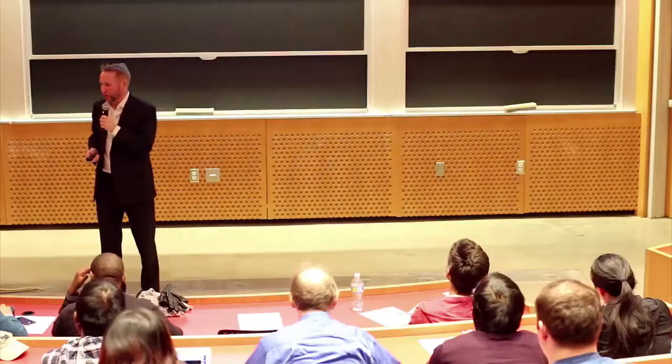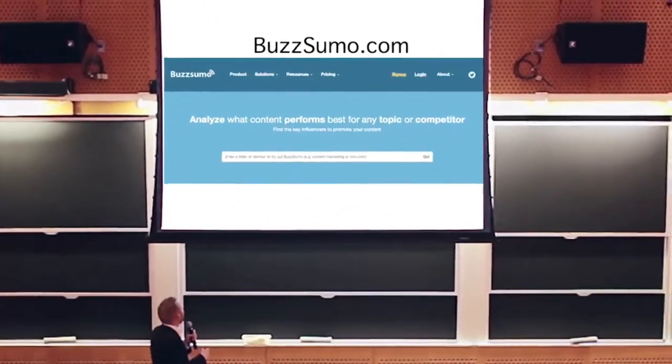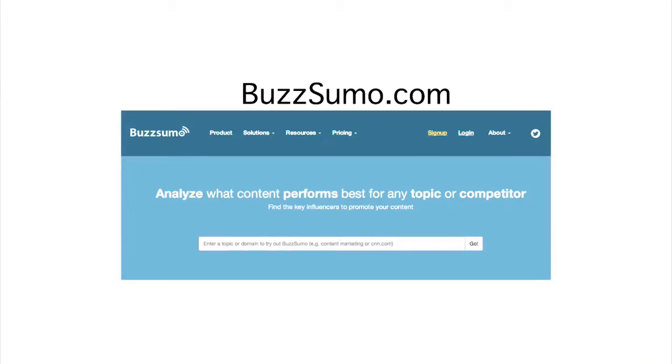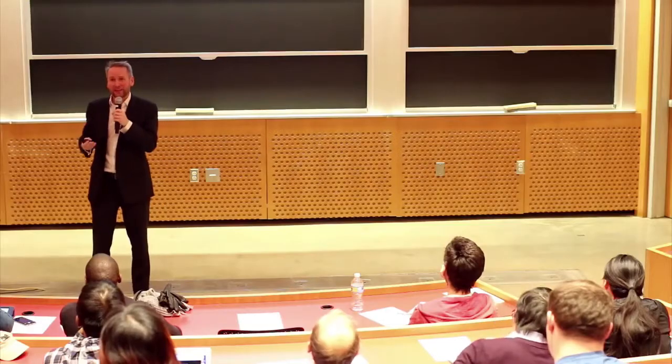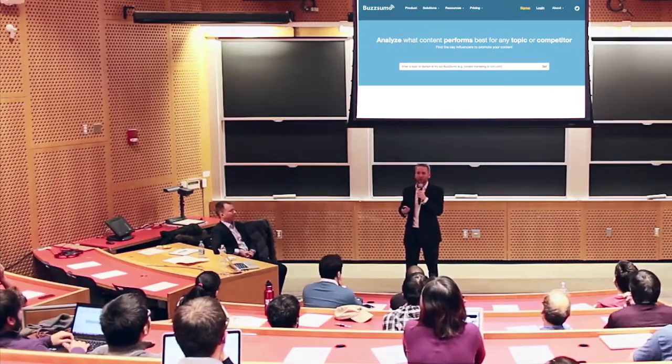So it's called Buzzsumo.com. And as you can see there, they say it's been designed to analyze what content performs best for any topic or competitor. So you can actually put in a keyword, or you can put in a competitor, or you can put in a URL of a website that you know shares the same audience as you. So in this example today, we're going to put in entrepreneur.com, the home of Entrepreneur magazine.